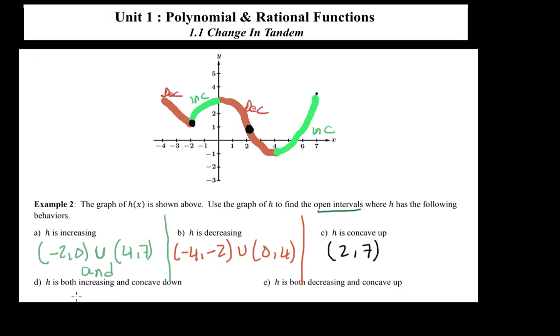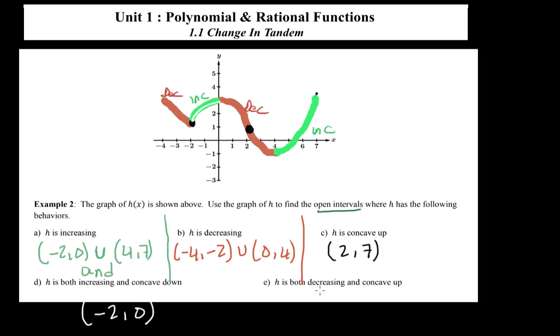Now we're finding where it must be both increasing and concave down. Where is it? I know from here I'm increasing and concave down up to 0. But from 0, even though it's concave down, it's decreasing. So increasing and concave down, let me put it with the white line, is just from -2 to 0.